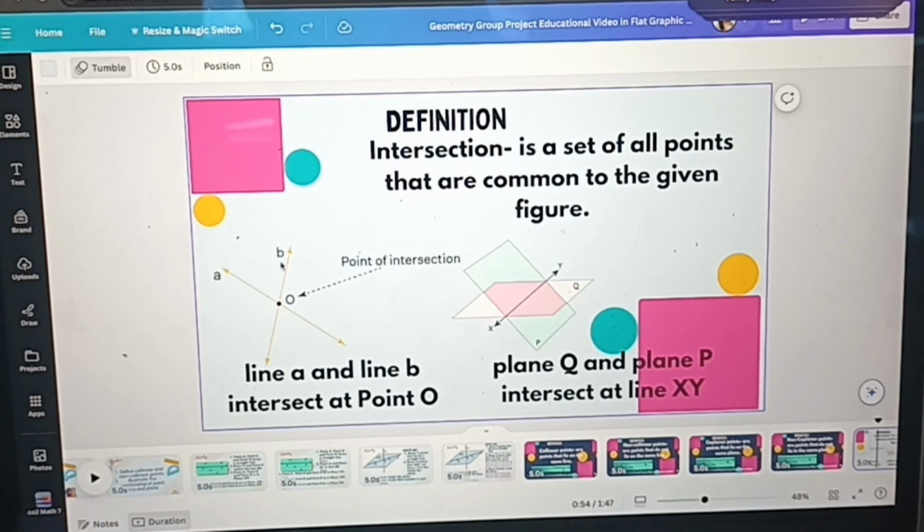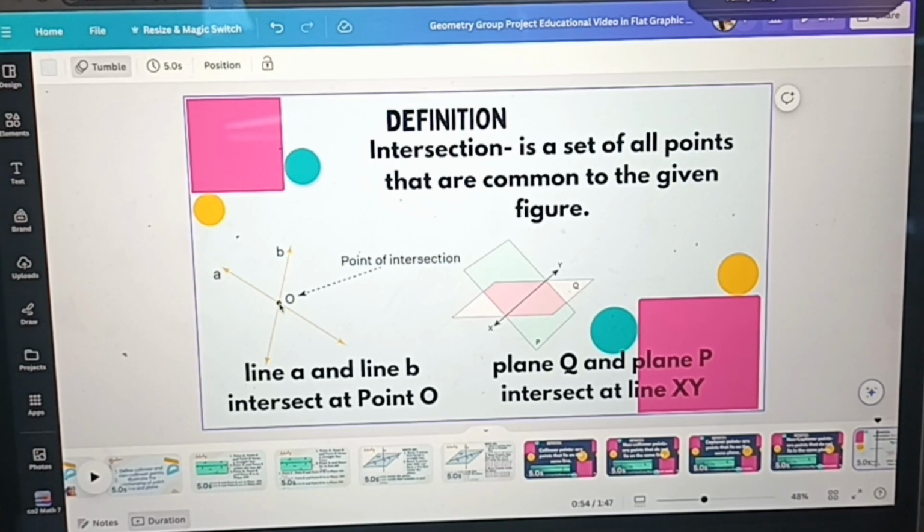So, dito sa ating line, in this line A here, if you can see, your line A and your line B intersect at point O. Ibig sabihin, si line A may point na O at si line B may point na O. Kung sa Bisaya pa, giabutan nila. Ang kanang giabutan nila is what we call the point of intersection, which is your point O.